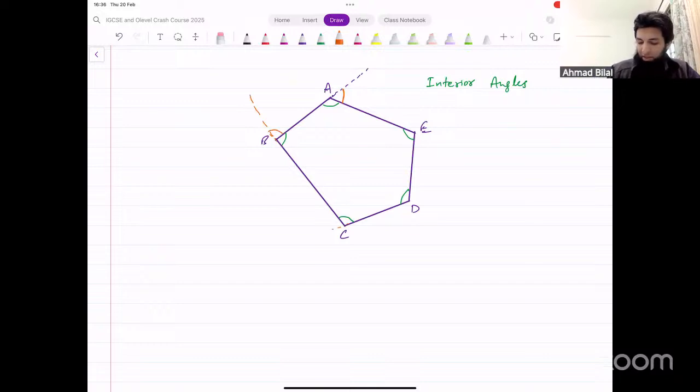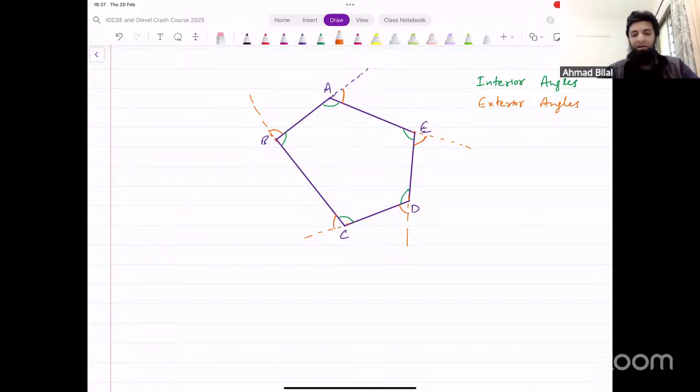Similarly, here you could say you have this exterior angle. On the other side, you have this exterior angle. And then finally, if you extend this side here as well, this is another exterior angle. The angles that you see in orange, these angles are known as exterior angles. These angles are known as exterior angles.